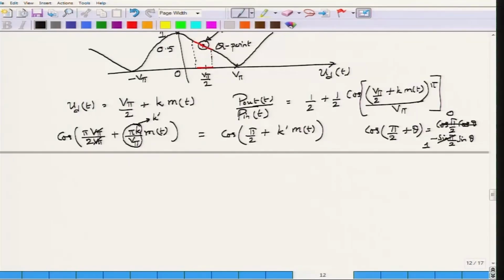So, this cos of pi by 2 plus theta is actually equal to minus sin theta. So, I can write this in this way and say the ratio P out of t, or rather P out of t itself, is equal to P in of t, right. This is the input power from the laser, times half minus half sin theta, where theta is actually k prime m of t.